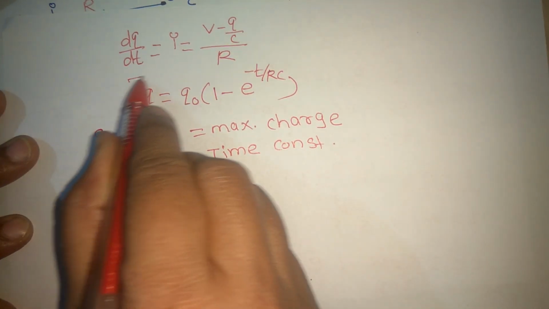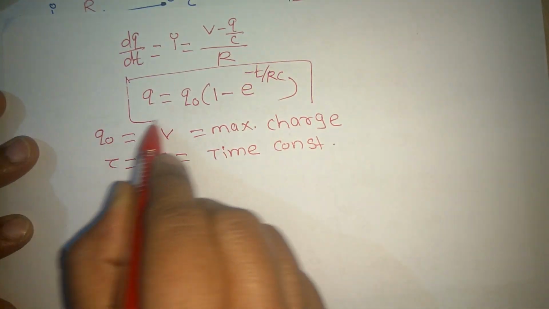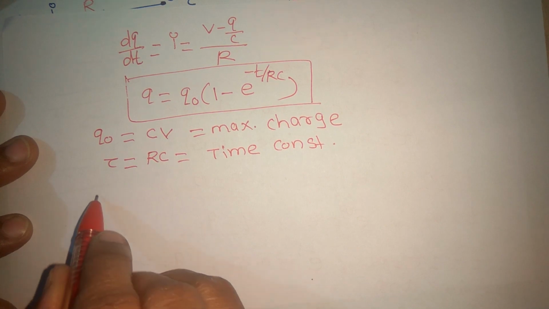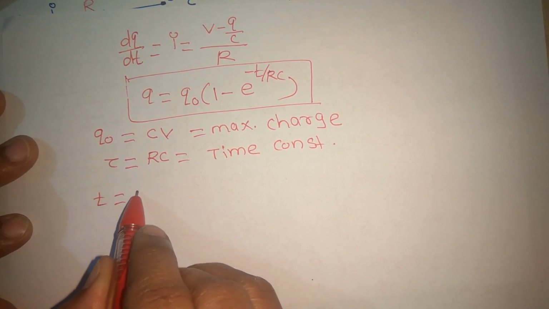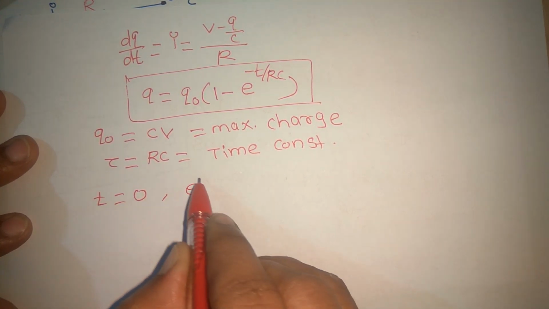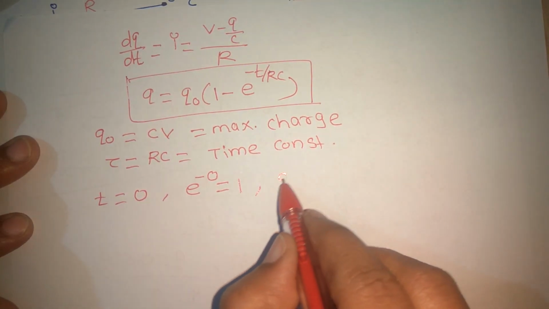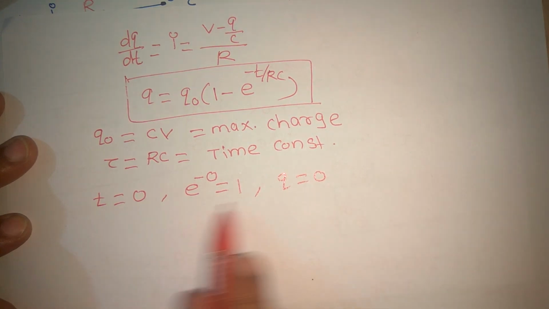Now this is the equation of the charging of a capacitor: Q is equal to Q naught (1 minus e power minus t by RC). Put different values of t here. Put t equal to 0. e power 0, or e power minus 0, is nothing but 1. So 1 minus 1 is 0, that is Q is 0. That is what we already considered, at t equal to 0, Q is 0.